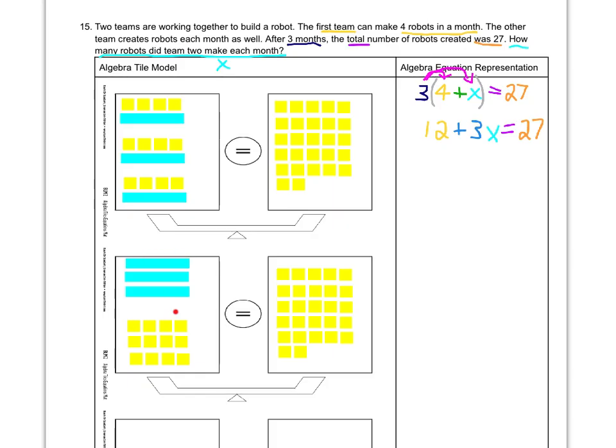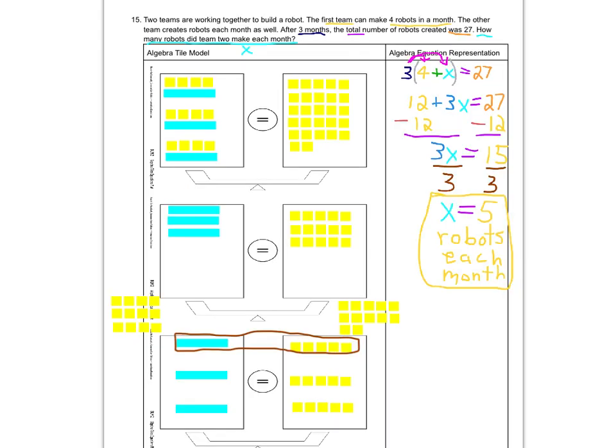Rearranging, we had 3x plus 12, or 12 plus 3x, equaled 27. Again, you know how to solve that. Take a moment, try to solve that. Otherwise, we know it should end up like this. So, we subtracted 12 from both sides, giving us 3x equaled 15. We then divided that 3x into 3 separate equal groups, and we see that one group is 5. That means that there are 5 robots each month for Team 2. That's how many they make.